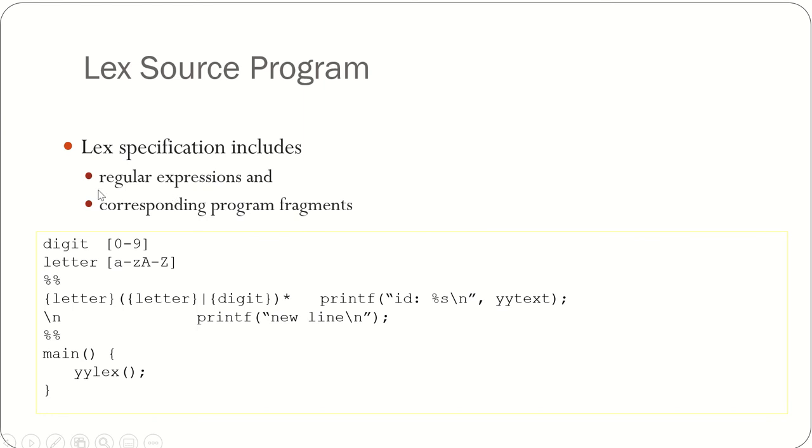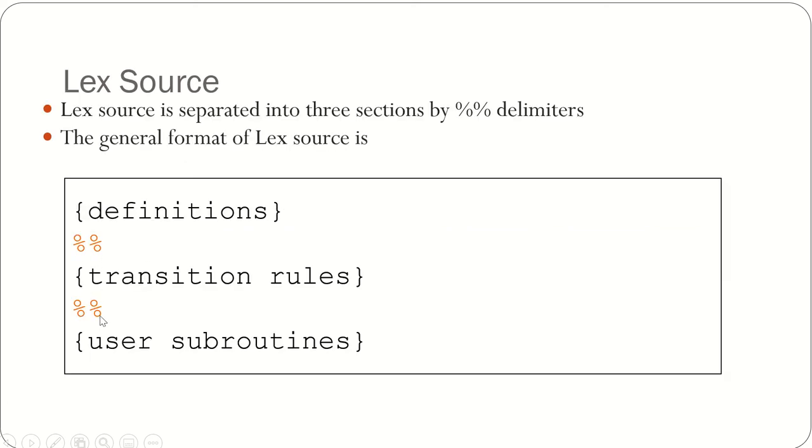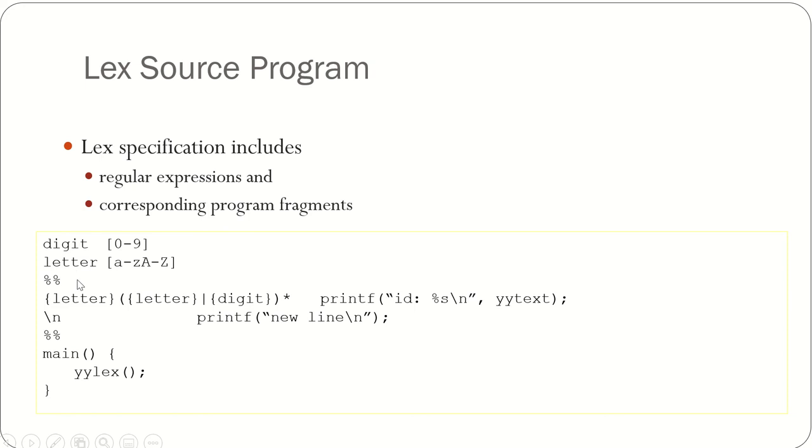Lex specification includes a regular expression and corresponding program fragments. In between percent delimiters, as we have seen, you can specify transition rules. Below the percent, you have user subroutines, and above it, you have definitions. So exactly the same we are doing here. We are giving here a regular expression for recognizing identifier. And this is subroutine main, digit and letter, which are names we are giving to these regular expressions.